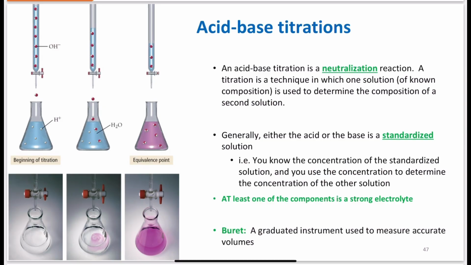Okay, let's talk a little bit about an acid-base titration. An acid-base titration is a neutralization reaction. You have an acid reacting with a base to form salt plus water.